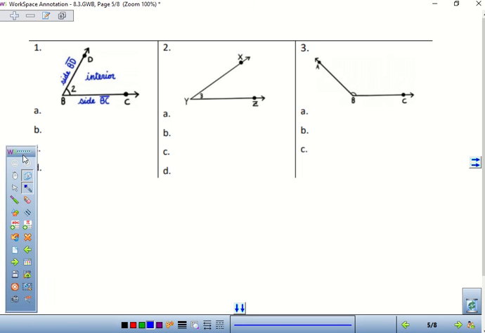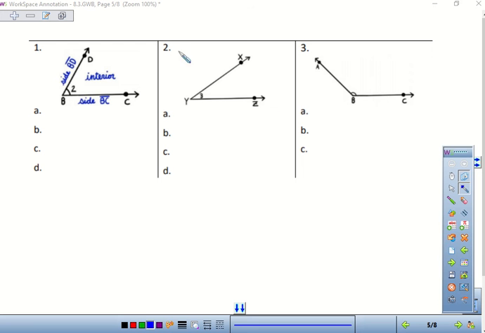So let's go ahead and name some angles. So this, we're going to name angles. So naming.